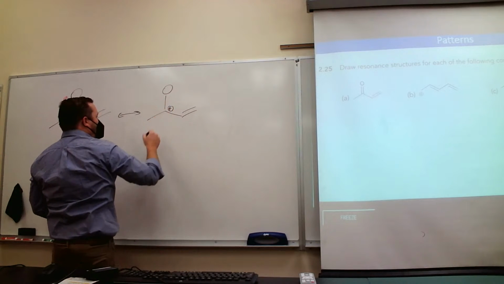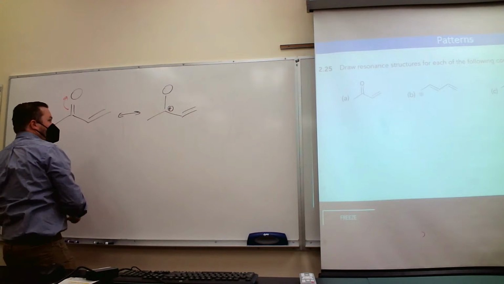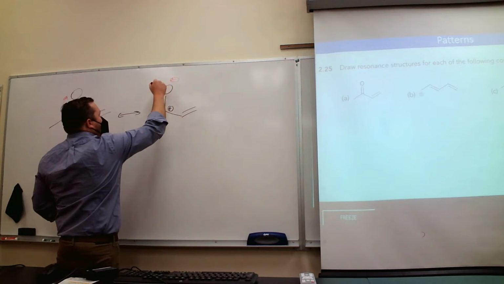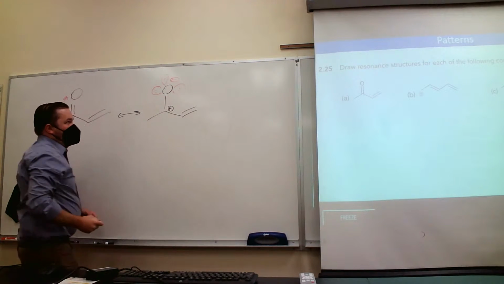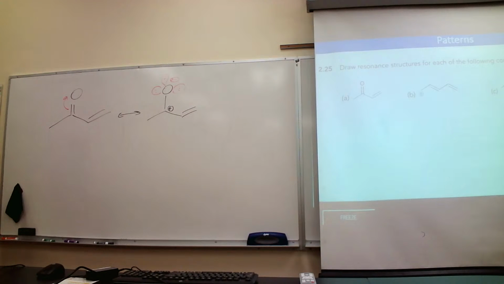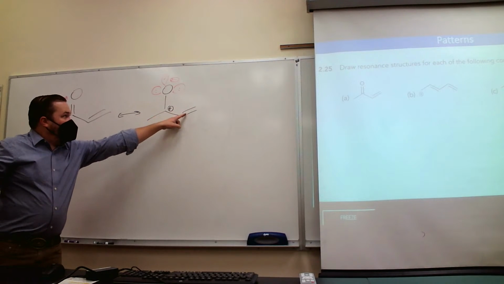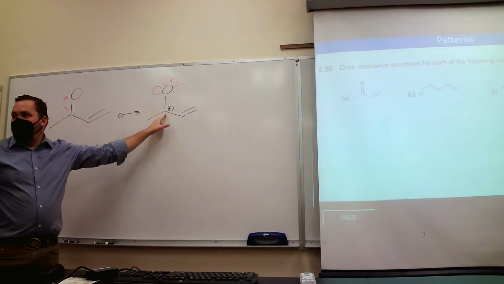Which gives you a positive charge on the carbon there. You take electrons away from it. Negative charge on the oxygen. Again, not super stable on its own, but there's another resonance structure we can draw, right? Because now we've got a pi bond adjacent to a carbocation.